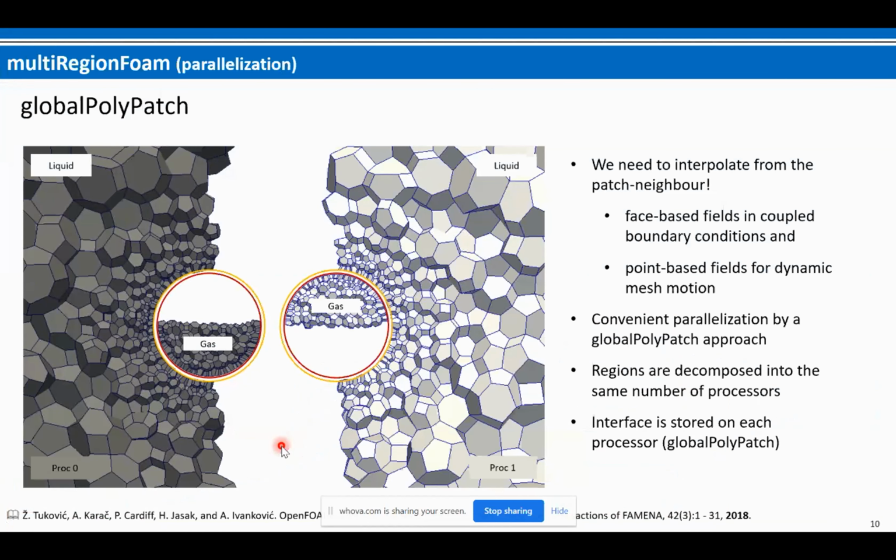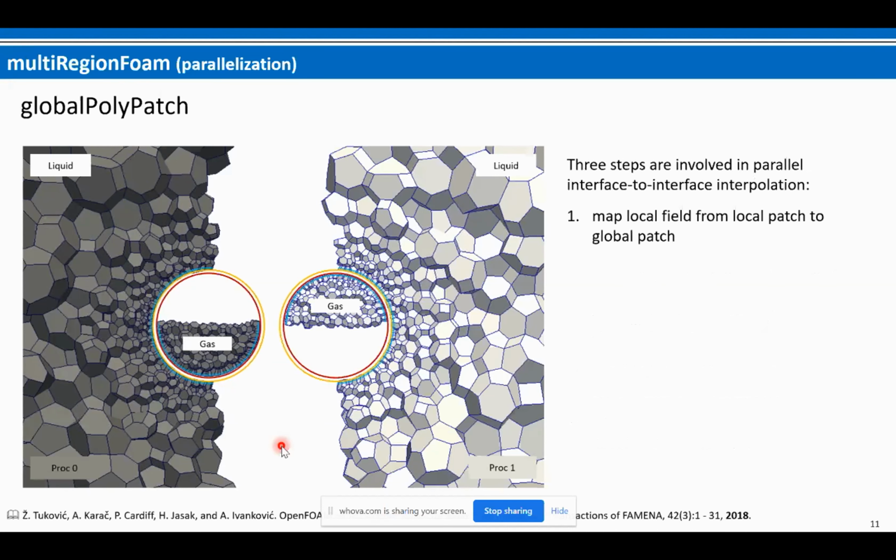For parallelization, I would quickly say here that we need a phase-based interpolation between patches for the boundary conditions, and point-based interpolation, and there is mesh motion. And we use a global polypatch approach to do that in parallel.